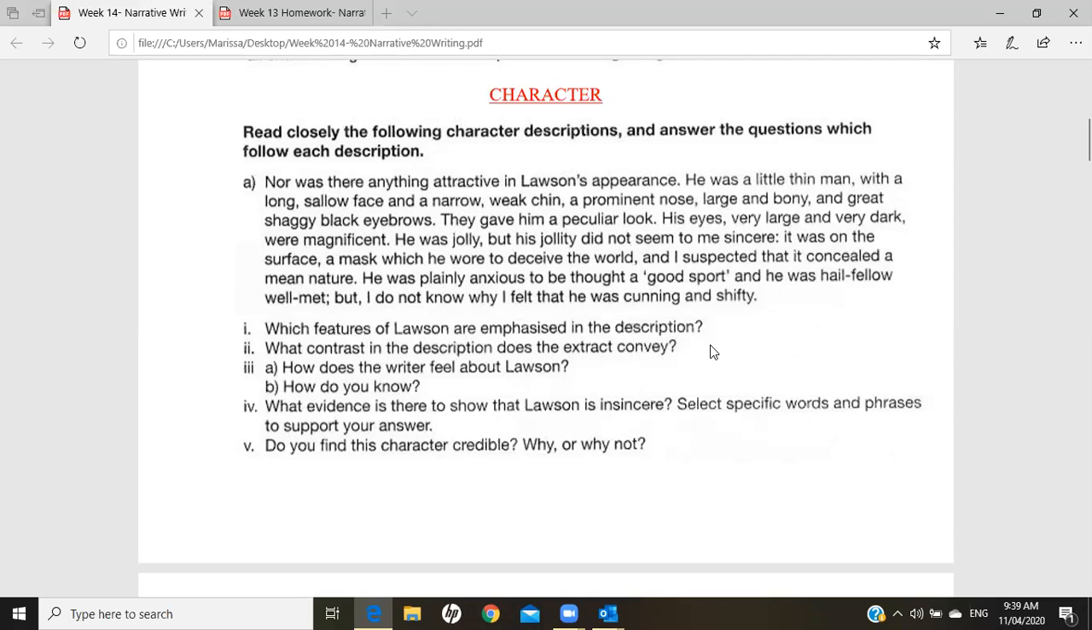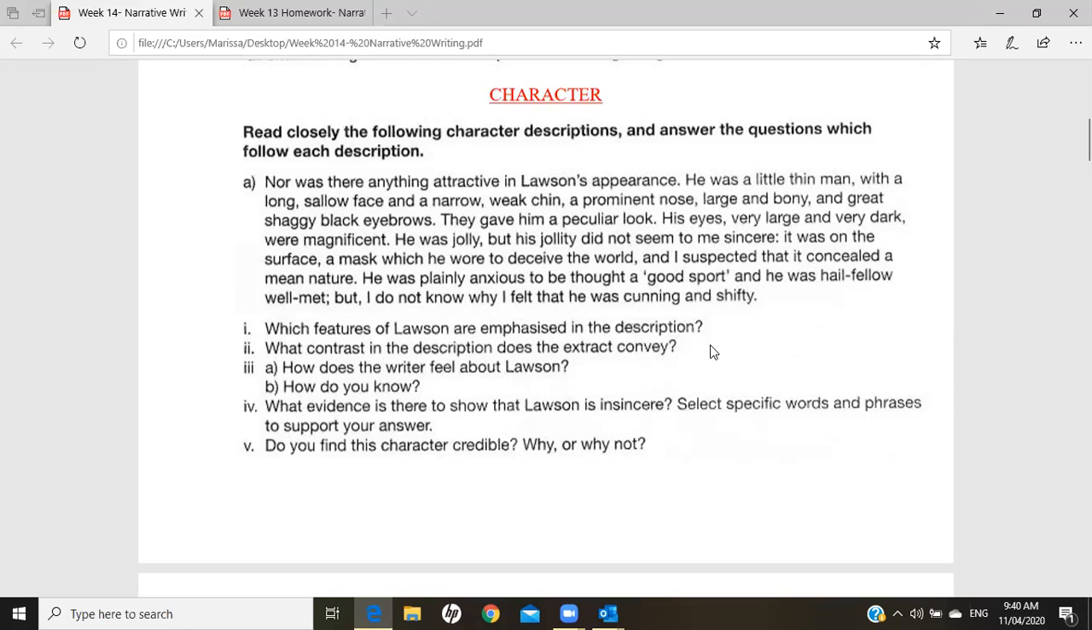And number three says, how does the writer feel about Lawson and how do you know? So how do you think the writer feels about Lawson, and what tells you that the writer feels this particular way about Lawson? Jada. So based on what the writer says about Lawson, the description, how do you think he feels? He was weird. The director thought he was weird.